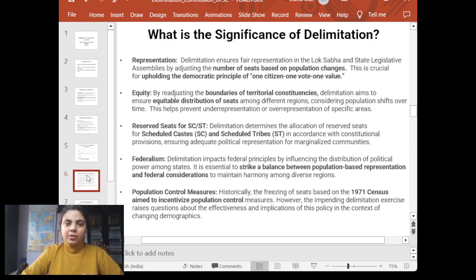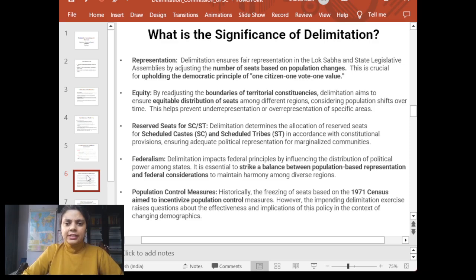Apart from that, the next point is equity, in which we can see how the boundary of territorial constituency tries to ensure the equitable distribution of seats among the different regions, be it the northern region, the southern region, eastern region or northeastern region. We try to create an equitable distribution of seats among these regions.